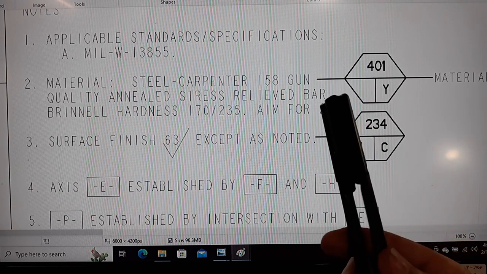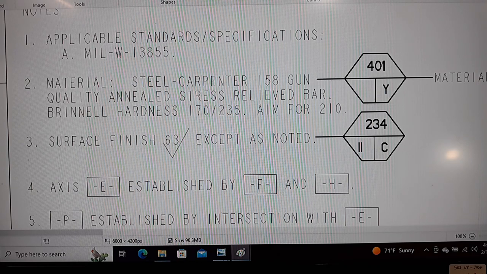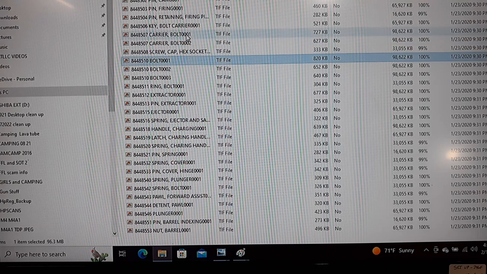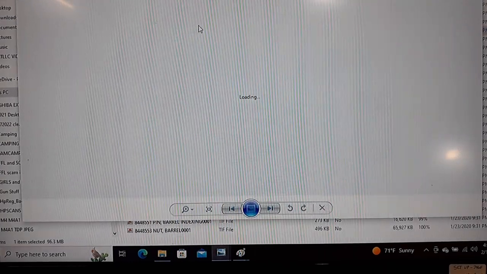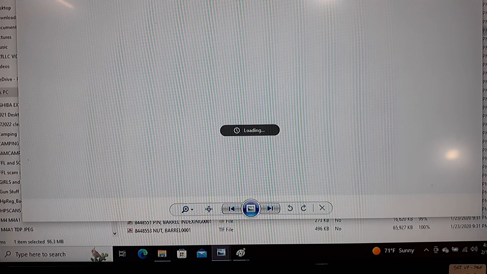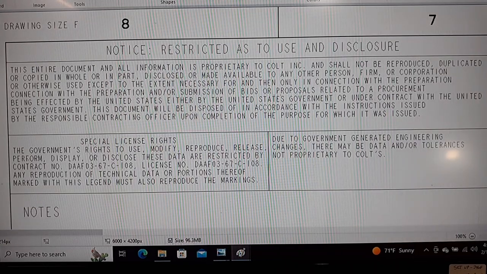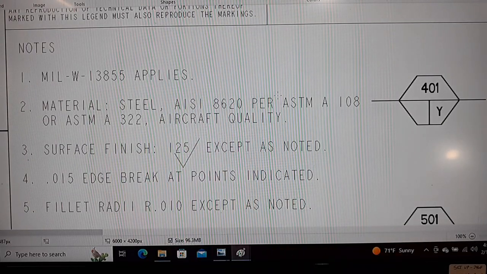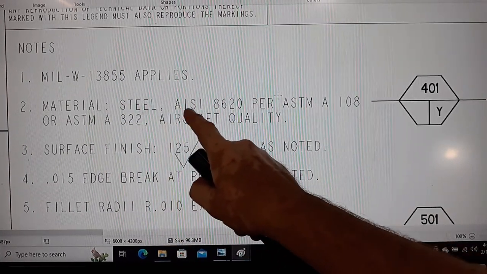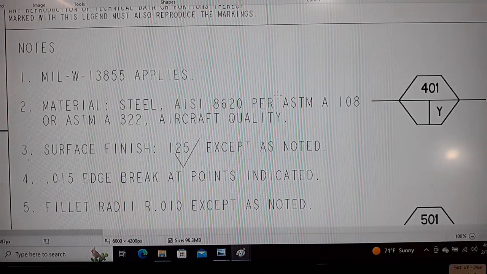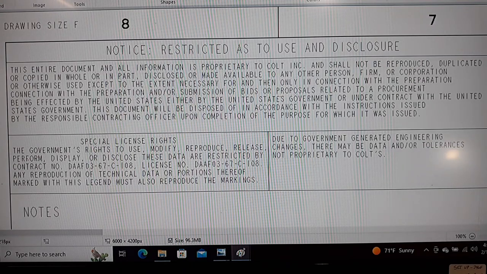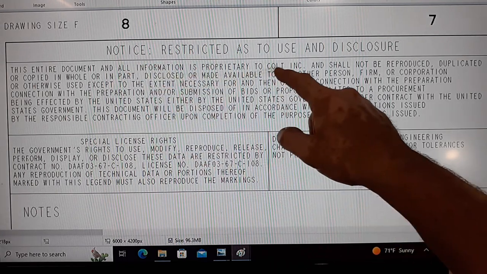And for the carrier, it's 8620. Let me pull that up so you can see that. Carrier. I'm going to have to change this program out so I can use it. The carrier, as you can see, this thing right here, steel, AISI 8620. This is per the TDP. You see that? Proprietary to Colt Incorporated.